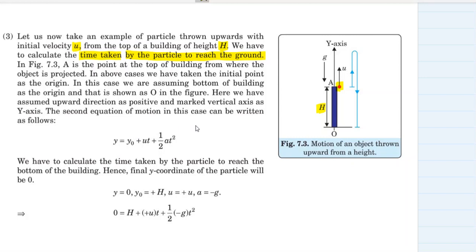The second equation of motion is s is equal to ut plus half at square. S is the displacement, and here the displacement will be y, which will be taken as 0. Why? Because the particle is finally reaching the ground. Okay, so why are we taking y as 0? Because the total displacement of the particle is considered to be 0. If the particle is thrown from this height, then how can the total displacement be 0?